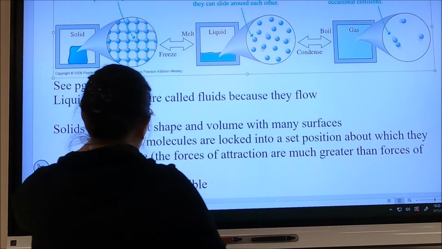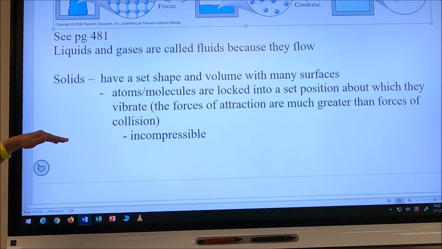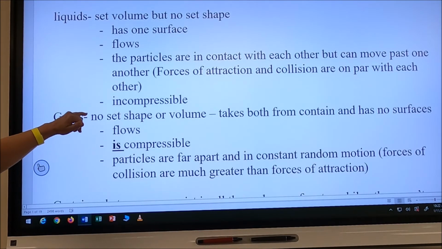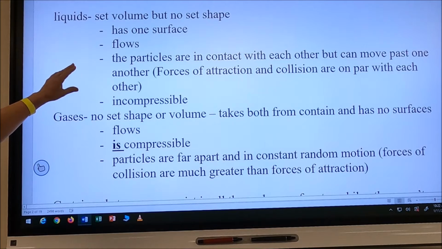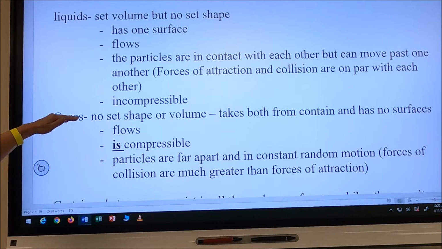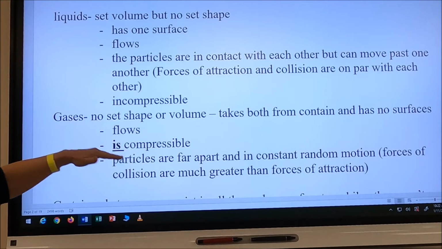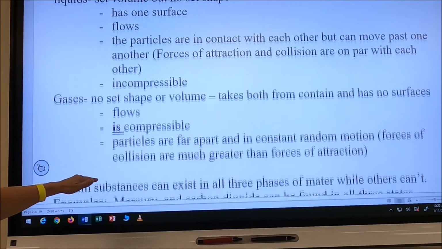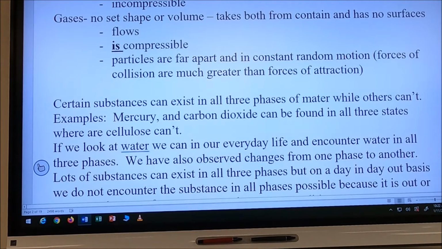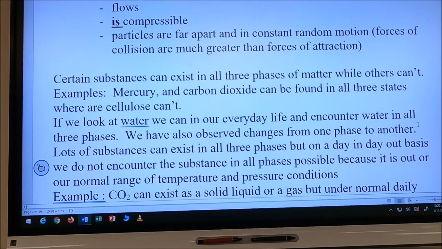So, if we think about it, solids are incompressible, okay? Liquids are incompressible, but they're considered a fluid because they flow. And gases are considered a fluid because they flow, but gases are compressible because there's lots of space in between the particles. And the particles are in random, constant motion. Okay? So, certain substances can exist in all three phases of matter. Okay? Mercury, carbon dioxide, water, okay, are examples of things that can exist in all three phases of matter.